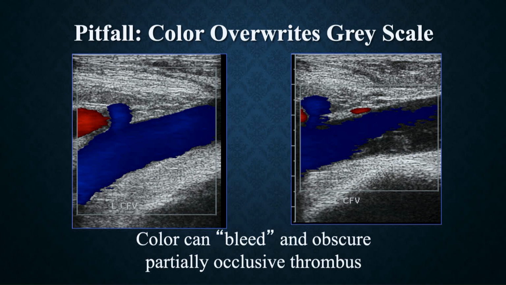It bleeds over tissue, and if you keep turning the color gain up, you'll see it'll spill over into the surrounding soft tissues as well.